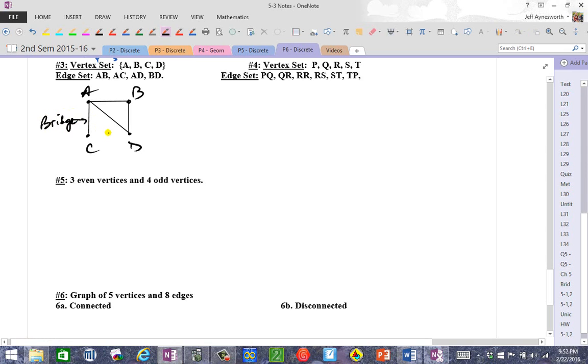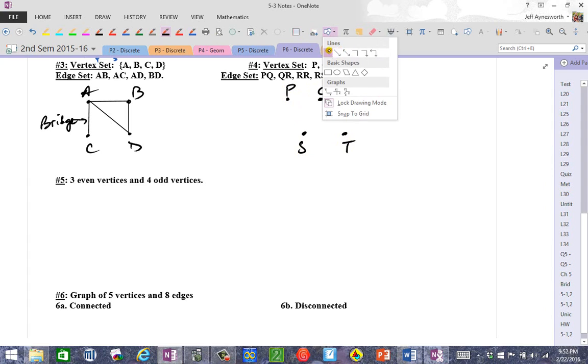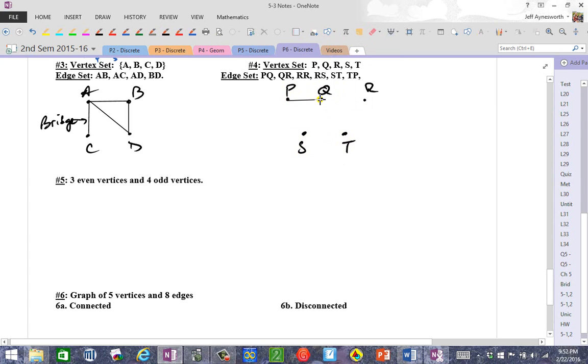Okay, on this one here, let's go P, Q, R, S, and T. You just plot the points and you start drawing. Go crazy, like I said. So PQ, let's draw some segments here, some edges. So I'm just reading here. PQ, QR, RR. Ooh, that's a loop. Okay, whoosh, loop right there.